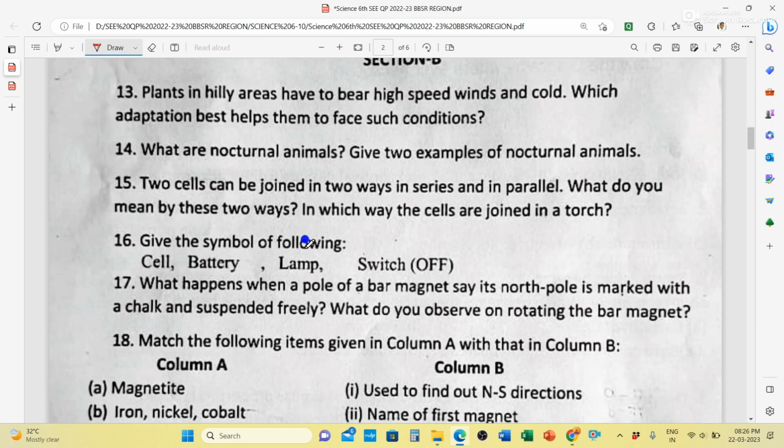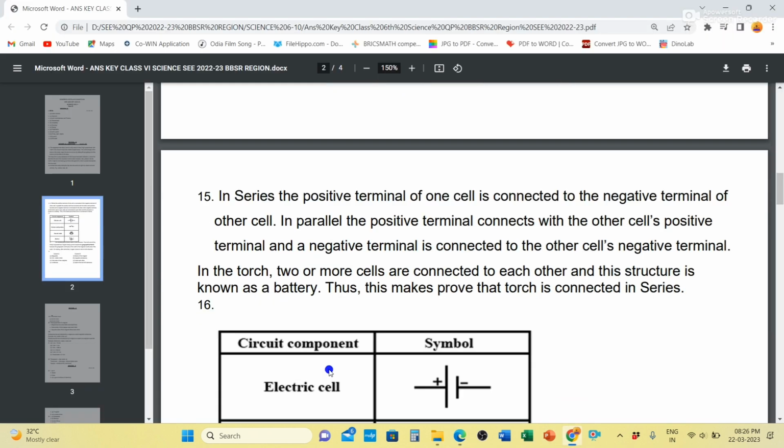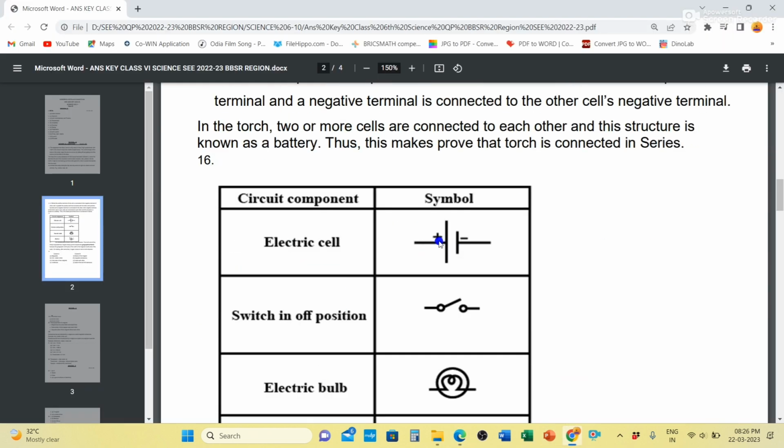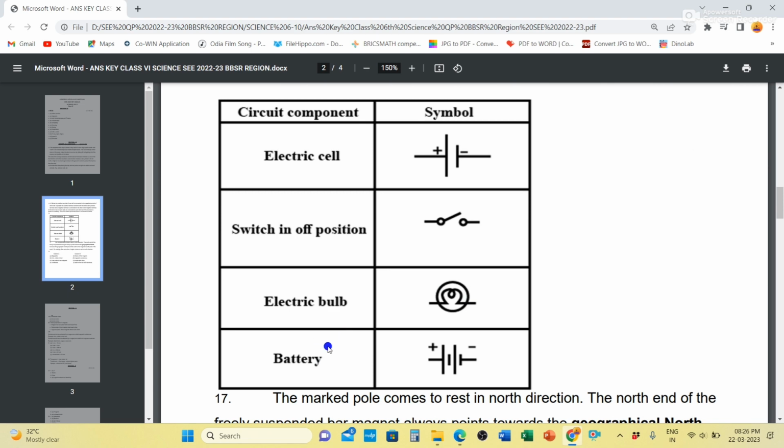Then question 16: give the symbol of the following: cell, battery, lamp, switch off. So this is the symbol of an electric cell. You can see here the plus ending, minus ending, positive ending, negative ending, and the switch in off position. Electric bulb and battery. A battery is the combination of some cells.